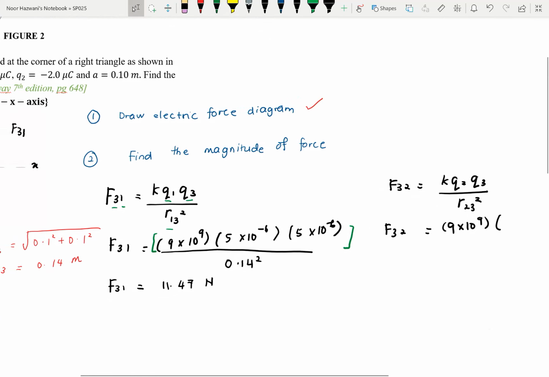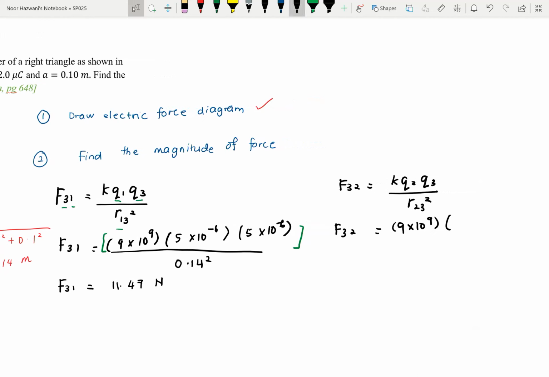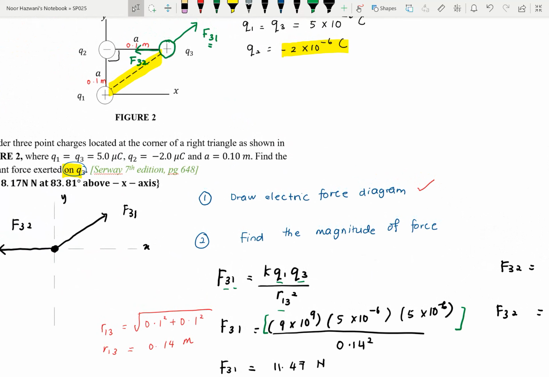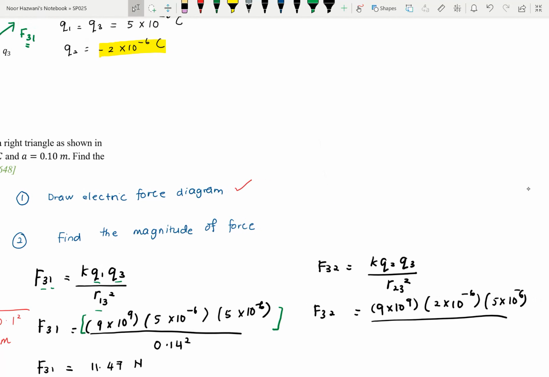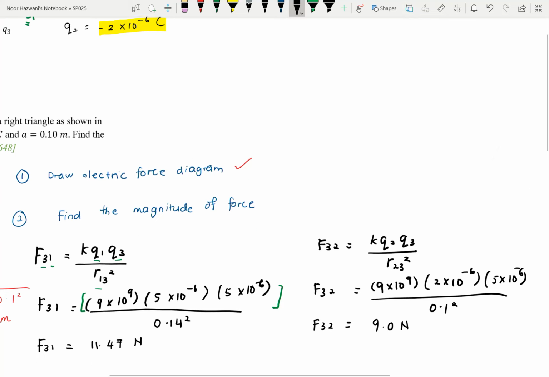Okay, so kita just masukkan 2 times 10 power of negative 6. And then Q3 kita adalah 5 times 10 power of negative 6. And then over, okay, refer back. Okay, dia punya distance antara Q2 dan Q3 which is 0.1 meter. Okay, so press your calculator to find the magnitude of F32 and then you will get 9.0 Newton.